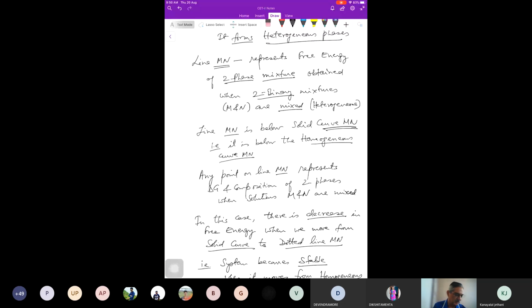So any point on the line MN represents G and composition, delta G and composition of two phases when two solutions are mixed M and M in different proportions. In this case, there is a decrease in free energy when we move from solid to dotted line. So from solid to dotted line, delta G is going negative, right? It is decreasing, sorry.